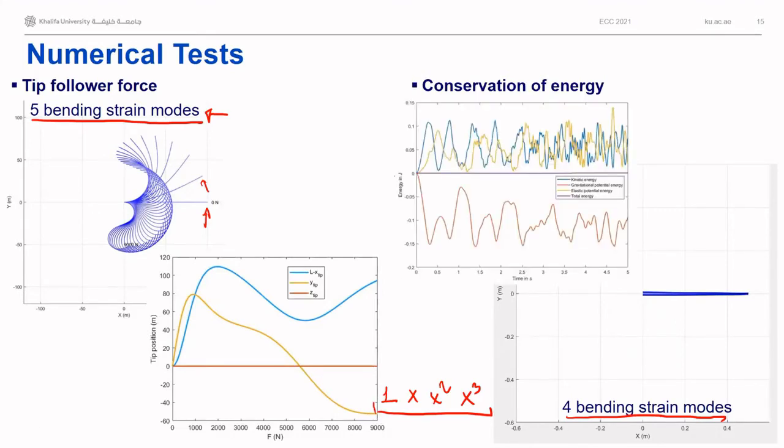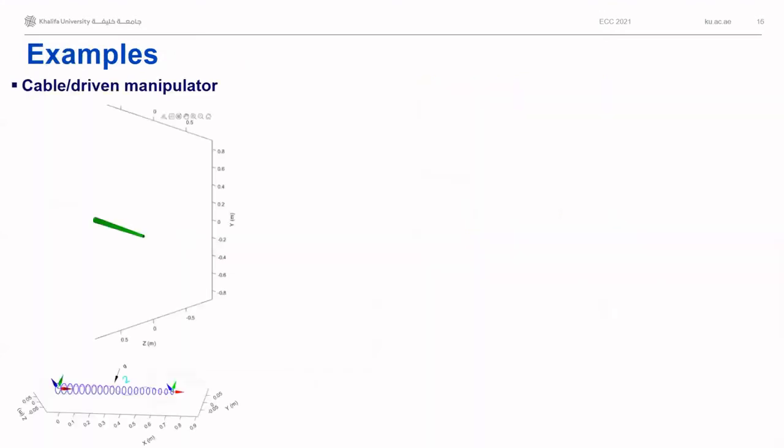And in fact, indeed, we observe that the energy is perfectly preserved during the simulation. Let's now look at some other examples. Here you have a cable-driven actuated manipulator with this strange cable path inside and very high deformation.